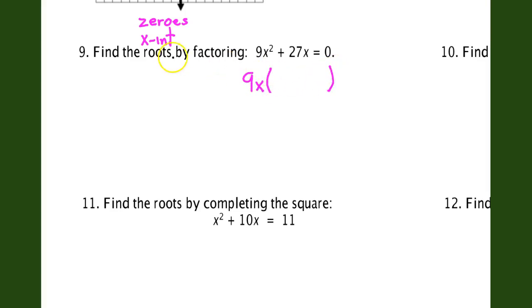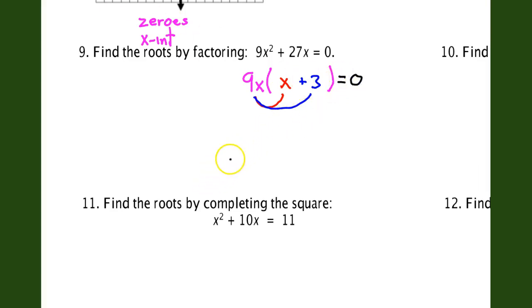All right. Now factoring is the reverse of distributive property. So we're just doing distributing backwards. So 9 times what will give us 9x squared? You'll come up with an x. 9x times x gives us 9x squared. And then repeat, 9x times what is 27x? And you'll get plus 3. So just the reverse of distributive property, you can always check as you're going along just to make sure you're doing it right.